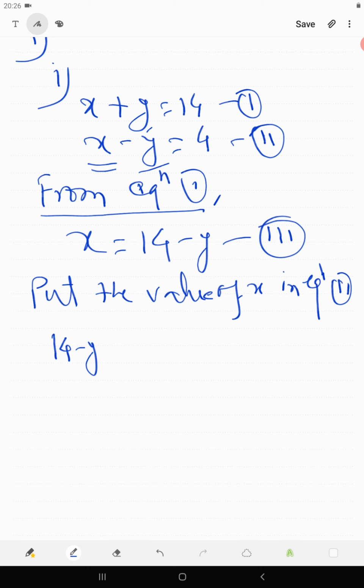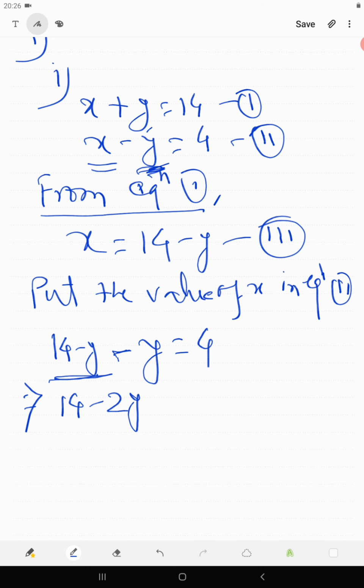Now what is remaining over here? Minus y equals 4. Okay. So this 14 minus y came for x, and we have minus y over here, x minus y. So x I put as 14 minus y, and then we have an extra minus y, so I put this minus y equals 4. Okay, so this simplifies: 14 minus y minus y is 2y. So 14 minus 2y equals 4.